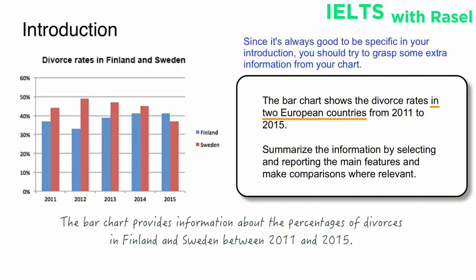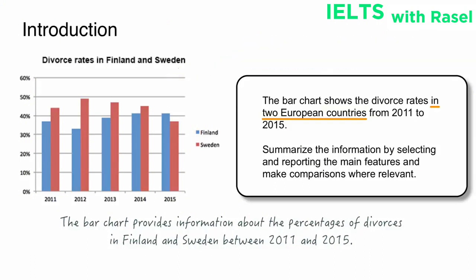Since it's always good to be specific, in your introduction, you should try to grasp some extra information from your chart. What are those 2 European countries? Do we know? In fact, we do. Those are Finland and Sweden. So we'll use this information in our introduction by writing in Finland and Sweden. Then we have the time period. We have paraphrased from 2011 to 2015 and written between 2011 and 2015.